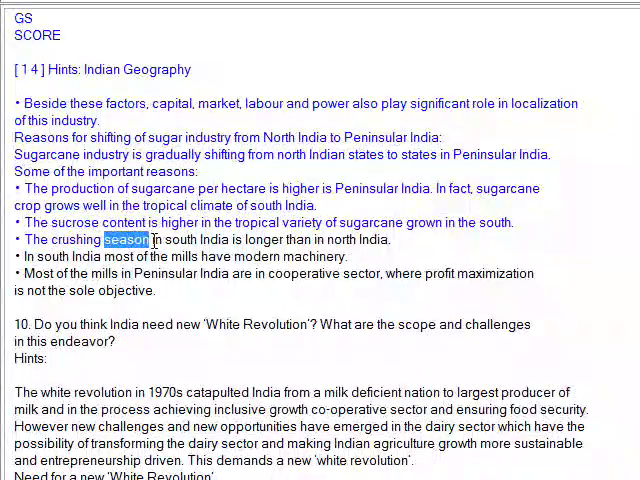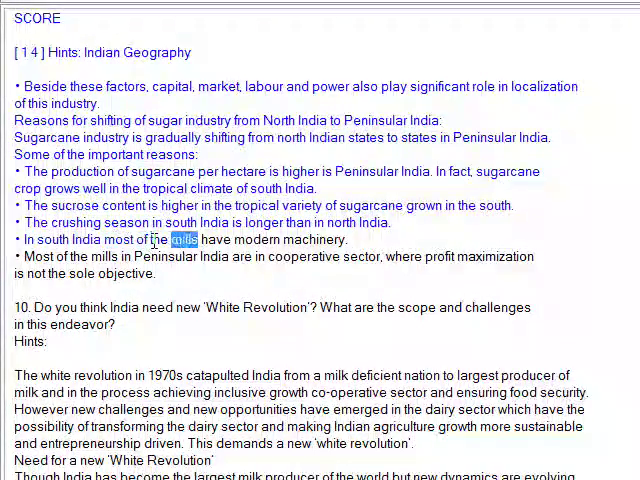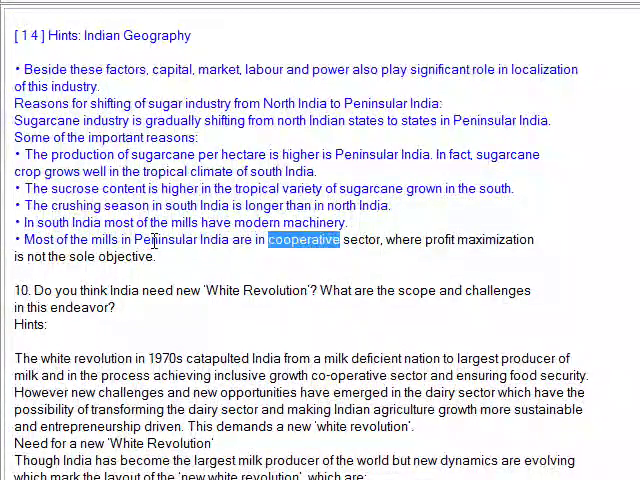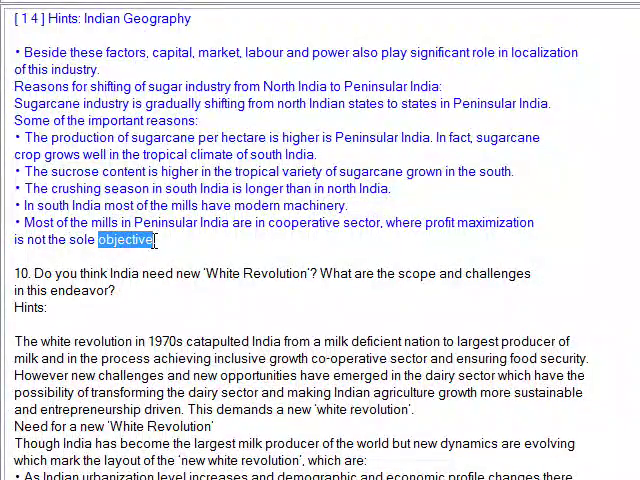The crushing season in South India is longer than in North India. In South India, most of the mills have modern machinery. Most of the mills in Peninsular India are in the cooperative sector, where profit maximization is not the sole objective.